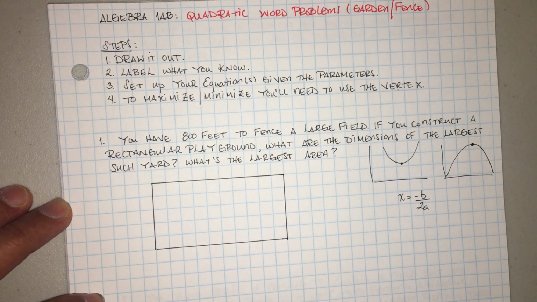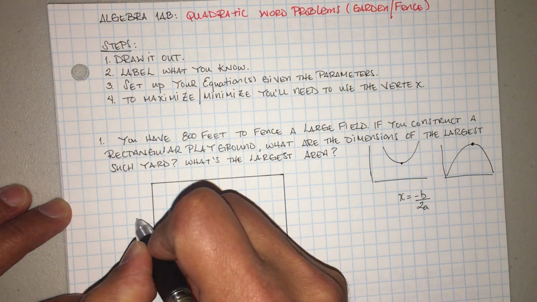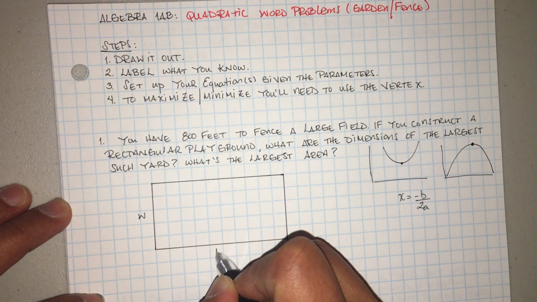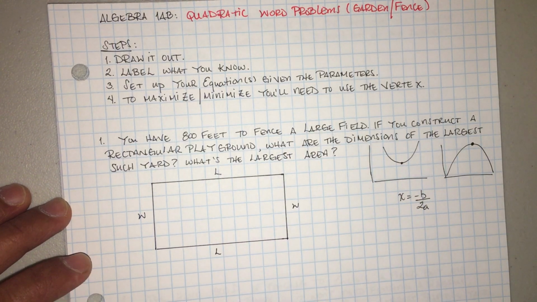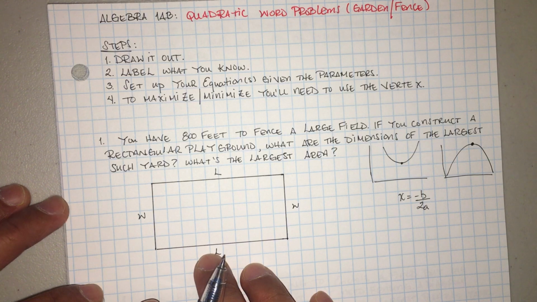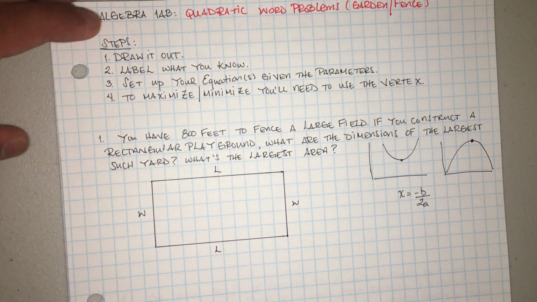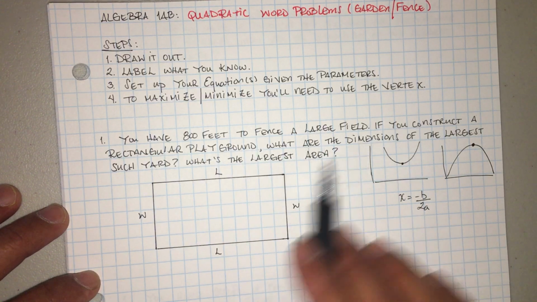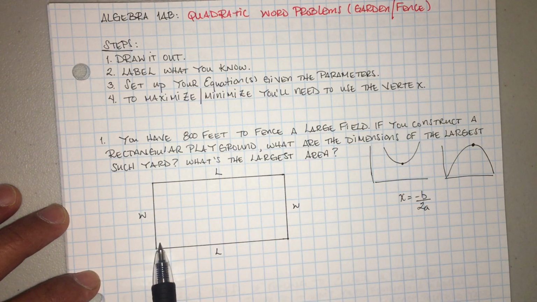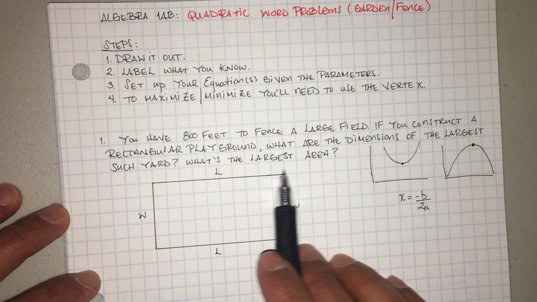Now I'm gonna label it. So I know a rectangle has a length and a width. So here's my width, here's my length, here's my width, here's my other length. Okay, so I drew it, I labeled it, okay. And now, let's see, what can it tell me? It says I have 800 feet of fencing for the large field. So I have 800 feet to go here, here, here, here.